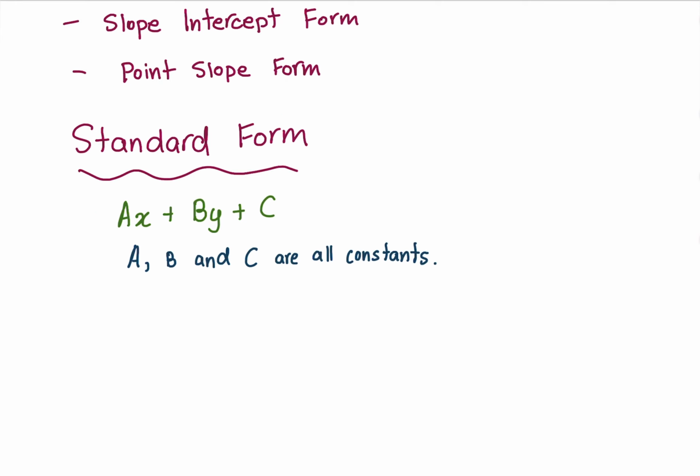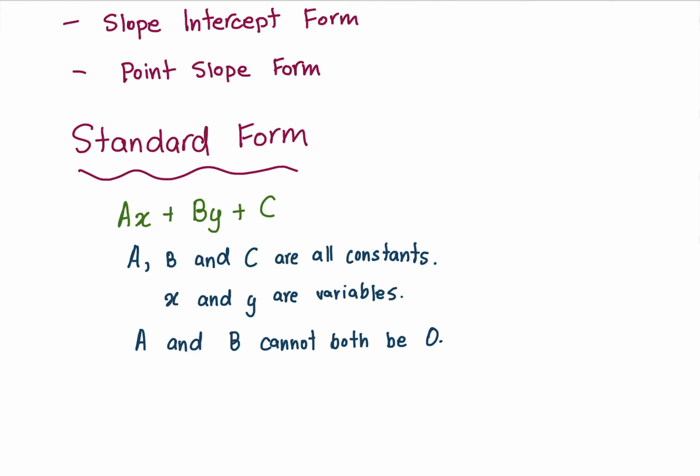And then secondly, x and y are variables. A, B, and C are all constants, meaning they don't change their value, but x and y have different values which change from time to time. And lastly, A and B cannot both be 0. That means they can't both be 0 at the same time.